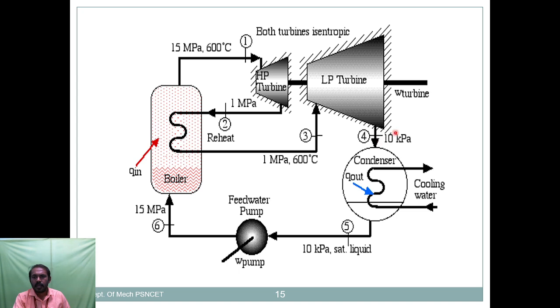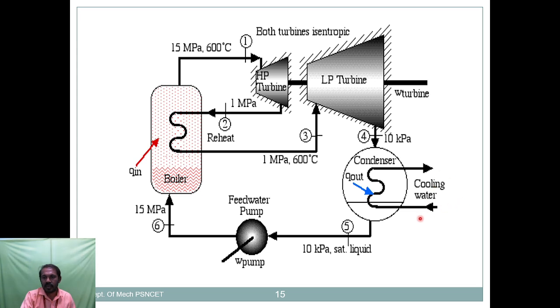So here the pressure totally goes down. Here it is 1 bar, 1 megapascal, but it becomes 10 kilopascal. The pressure is totally down, and at the same time the temperature decreases. This condition goes to the condenser. The condenser is a heat exchanger, so hot steam is converted to water.